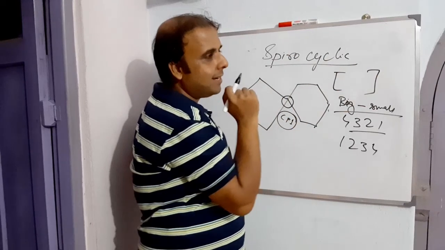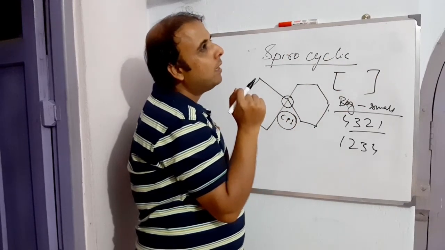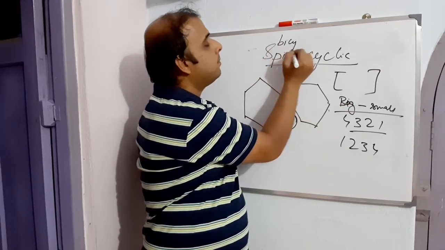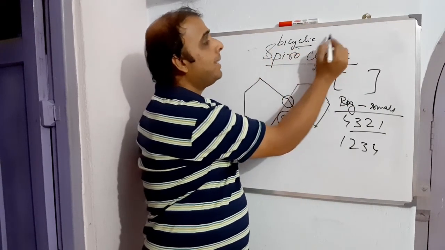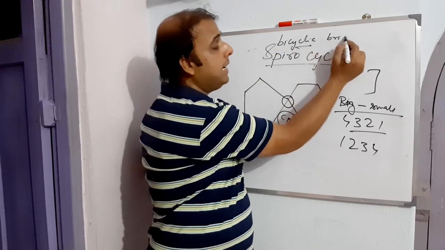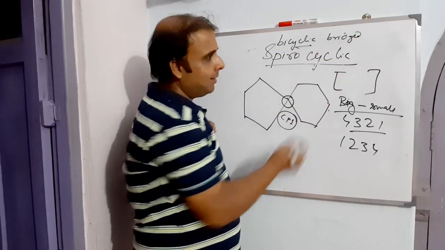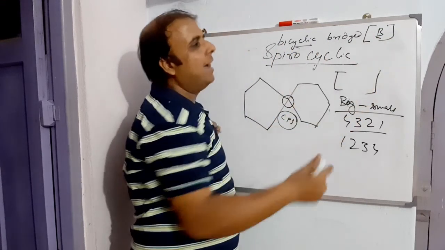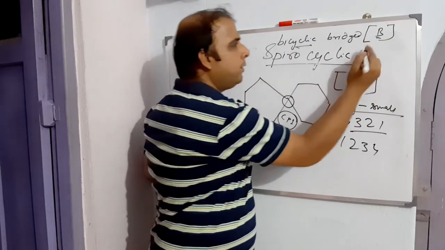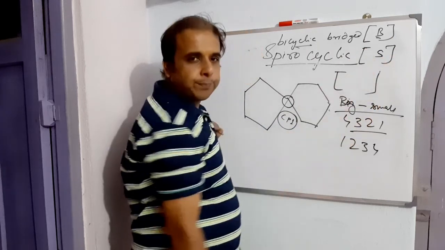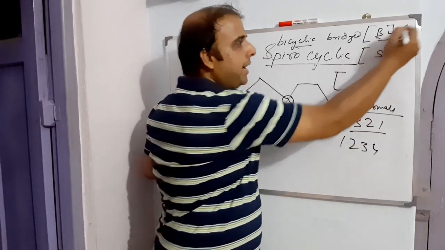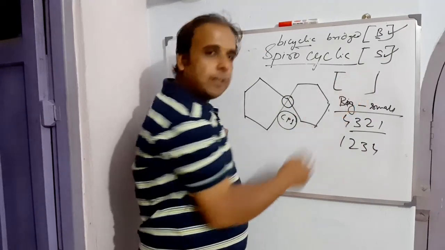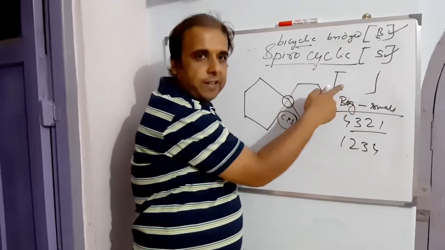The best trick is to just memorize which is what. Bicyclic system, right? And that too a bridged one, right? Bridged one. So here we'll just take the alphabet B, and here we'll just take the alphabet S, right? B for big, S for small. For bicyclic system, in the third parenthesis, the big should come first.